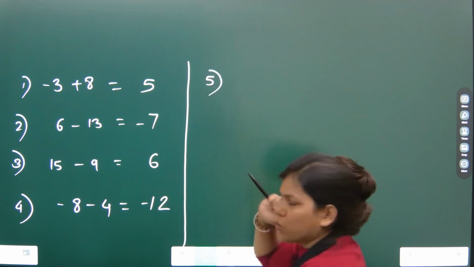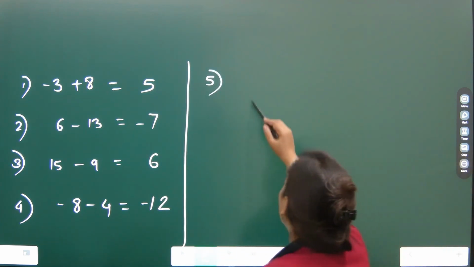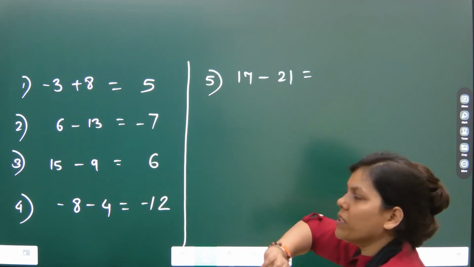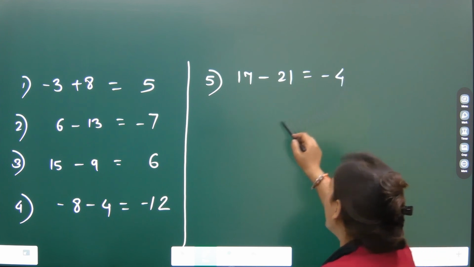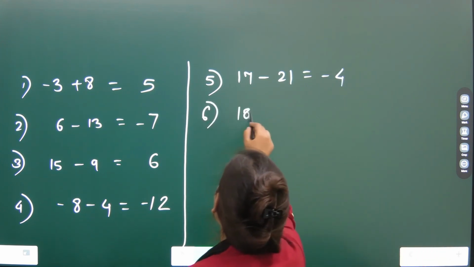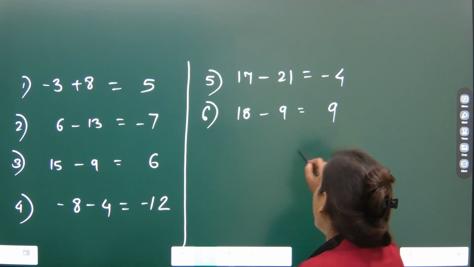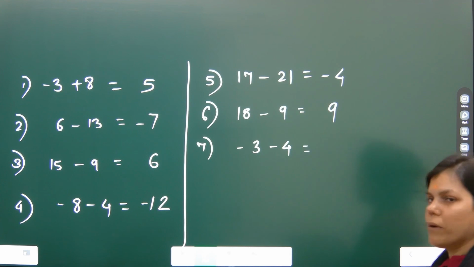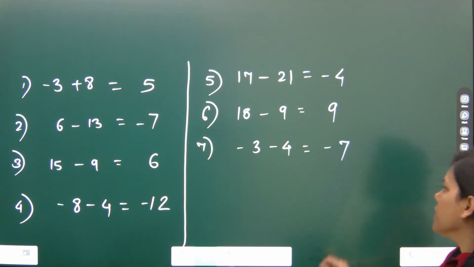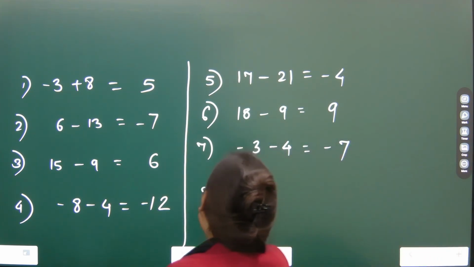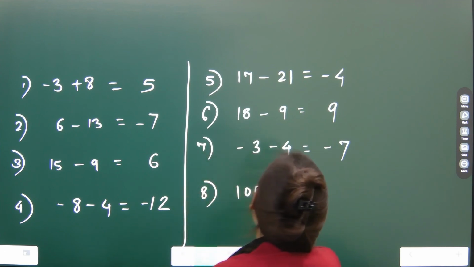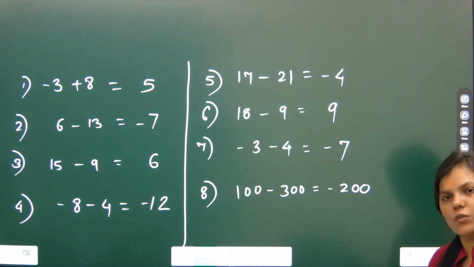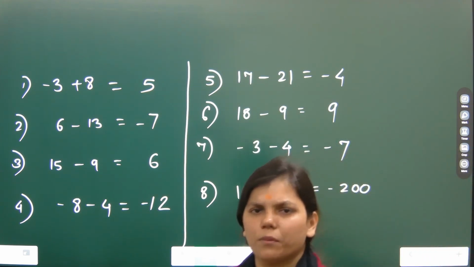Few more examples to solve if you can on your own. 17 minus 21. So this will be how much? It will be minus 4. Then 18 minus 9. It will be 9. Minus 3 minus 4. How much will it be? It will be minus 7. Okay. 100 minus 300. How much will it be? Minus 200, and so on. This is the small concept of integers.